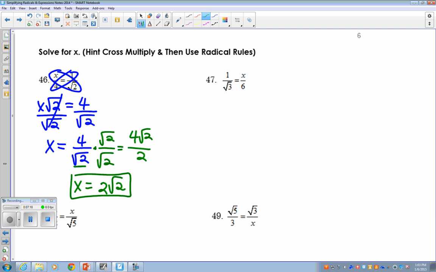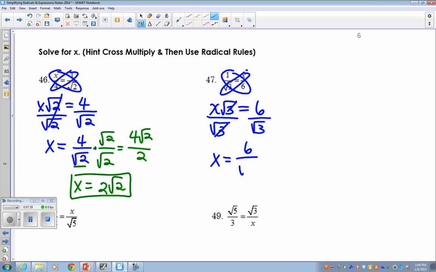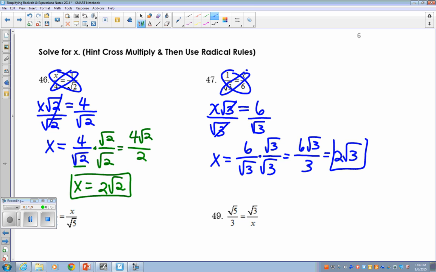Okay. Same here. We're going to cross multiply. x square root of 3, or radical 3, equals 6. And then we're going to divide both sides by the square root of 3. There is a pattern here. After you do it several times, you can see a shortcut. You cannot leave this as your answer because you can't have a radical at the bottom, so we're going to rationalize it. So this is 6 square root of 3 over 3. And again, 3 can go into 6 2 times, leaving me with 2 radical 3.